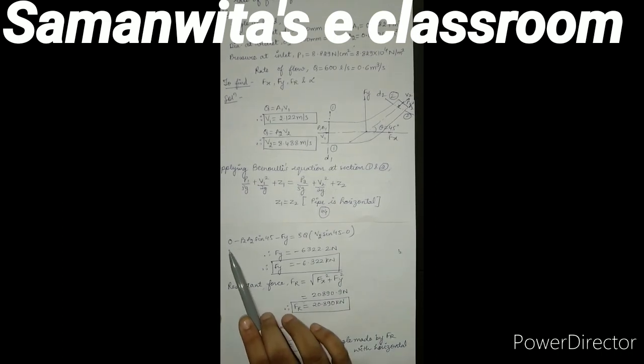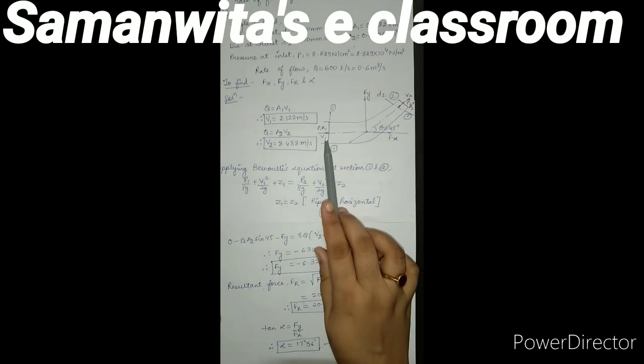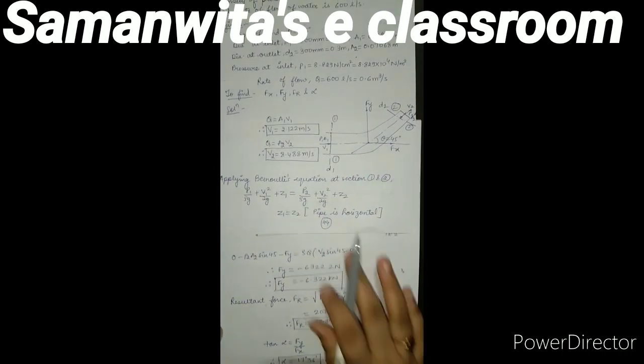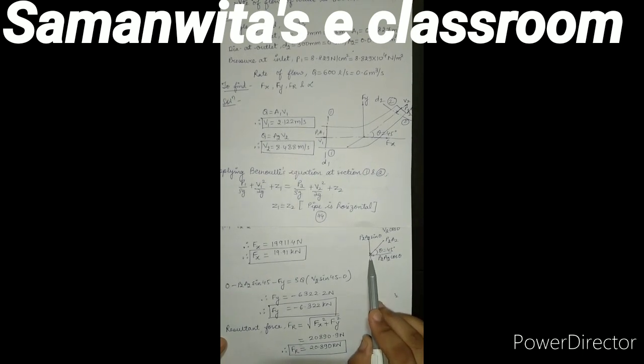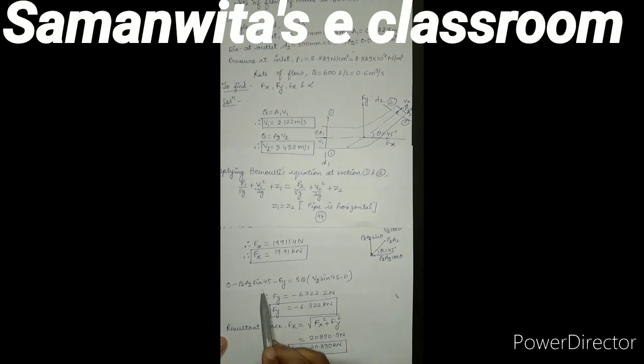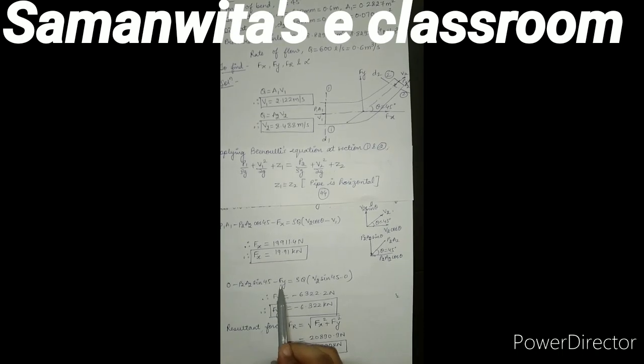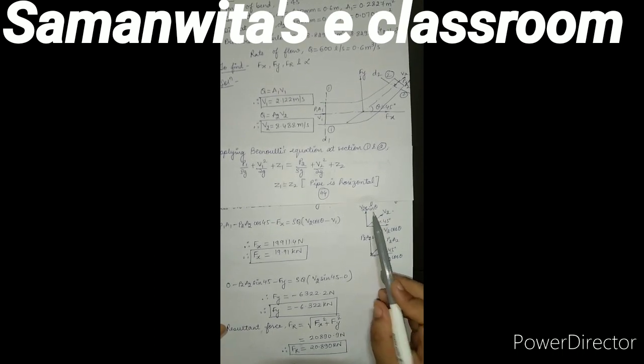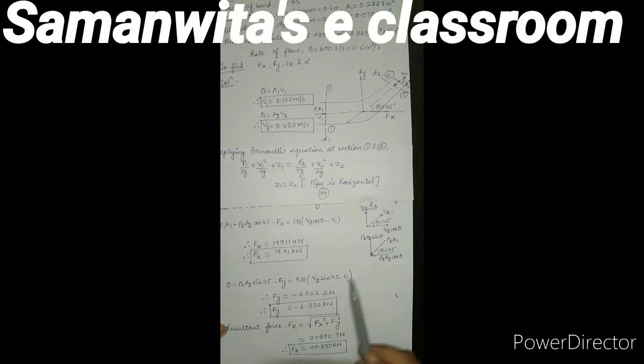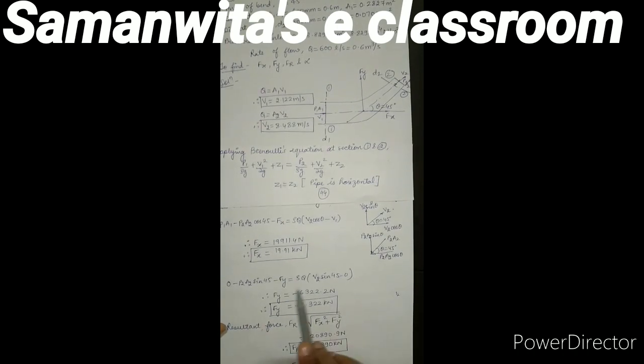For y direction, my P1A1 term will become 0 because P1A1 has no component in y direction. P2A2 has a component in y direction, which is in the downward direction, so I will write minus P2A2 sin 45. You will always have to add a minus sign for the Fy because it is the force exerted by the bend on water, equal to ρQ times final velocity V2 sin 45 minus 0. V2 sin 45 is positive because it is in the upward direction, and V1 is 0 because it has no component in y direction. From here, if you substitute the other values, you will get the value of Fy as minus 6.322 kilonewton.